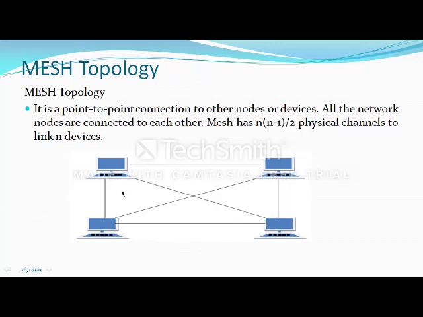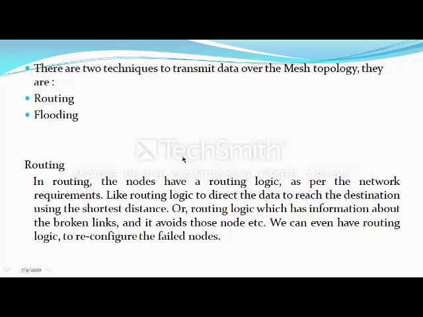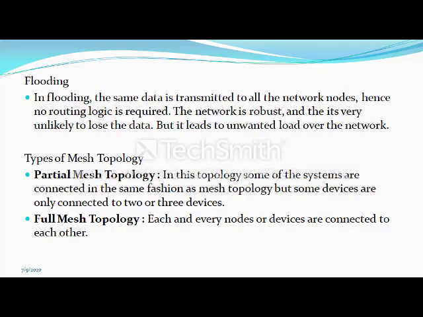This is a mesh topology. Each and every node is connected to the other. Data transmission is very difficult when the topology is critical. It will use routing and flooding. Routing is a logic that directs the data to reach the destination using the shortest path. Flooding is where the entire data is transmitted over all the network nodes.